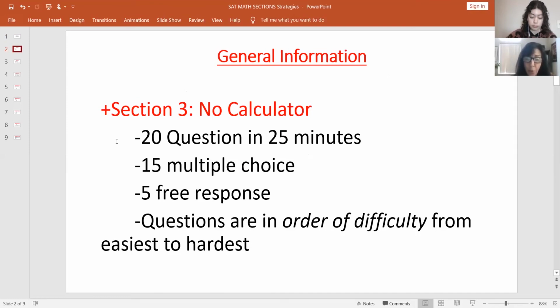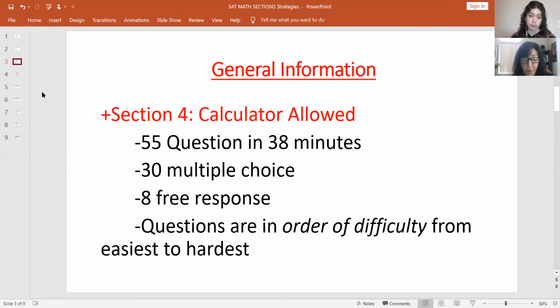20 questions in 25 minutes. So you can see that you have over a minute per question. That's good. You want to move pretty quickly on the first 6 or 7 of them, and they will be easier. The questions are in order of difficulty from the easiest to the hardest. There are 15 multiple choice and 5 free response. And we'll take a look at what that free response looks like. Most of you have looked at the test before here and there from what it appears to be.